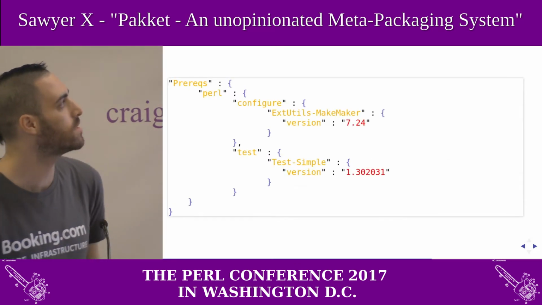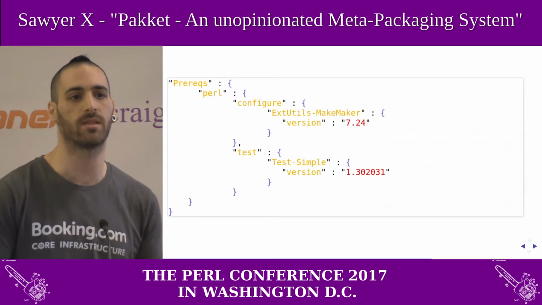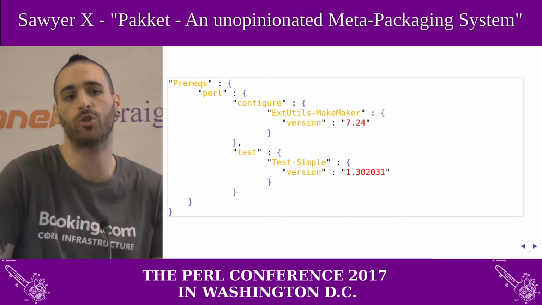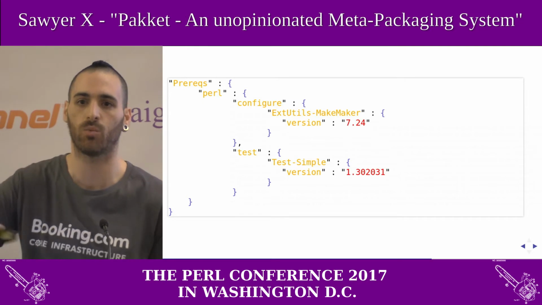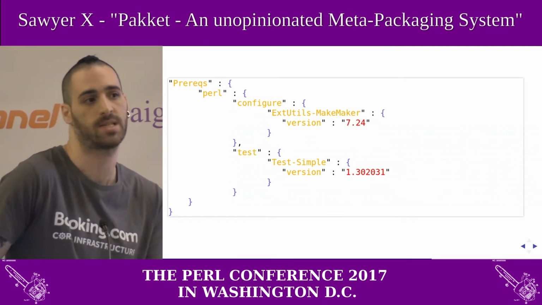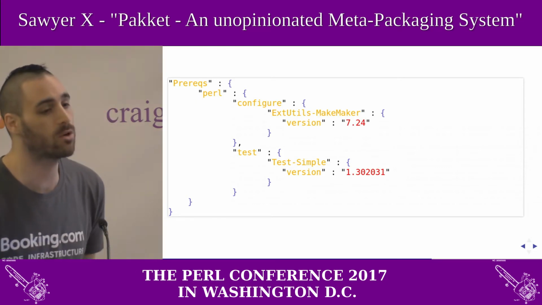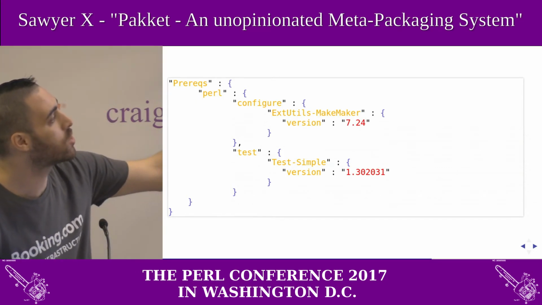So we took some of those ideas, and our prereqs maintain the category. They maintain the phase itself, like at which point do we need this? Do we need this just to build it and then we don't need it later? Do we need it just to run the test and then we don't need it later? Do we need it for runtime? So you can maintain all of these, and then you say the name of the package and the version.